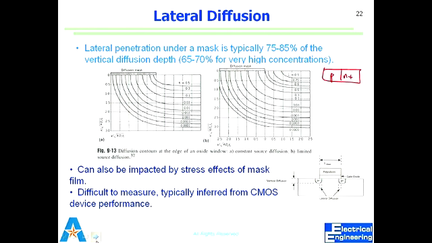So what we end up with is 75 to 85% going on the side, under the mask. How can we get rid of that? How can we not have this lateral push? Use ion implantation. Implantation is exactly where we want to go, and up to what depth you want it to go. So essentially, we do ion implantation in all the devices.